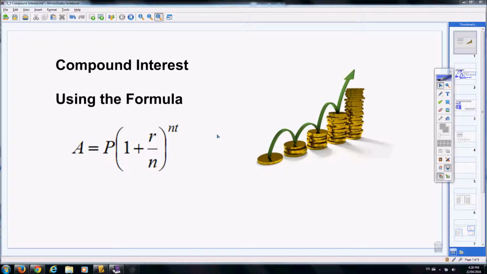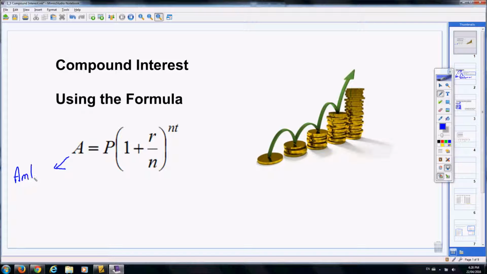Hello and welcome to Math 12 Compound Interest using the formula. So we have here the formula A equals P bracket 1 plus R over N to the power of NT. And the first thing is we're just going to do a quick run through of what each of those mean.